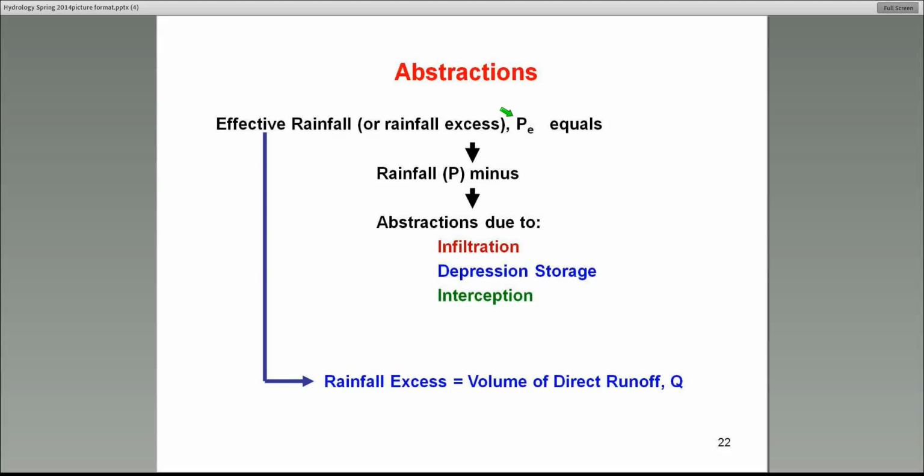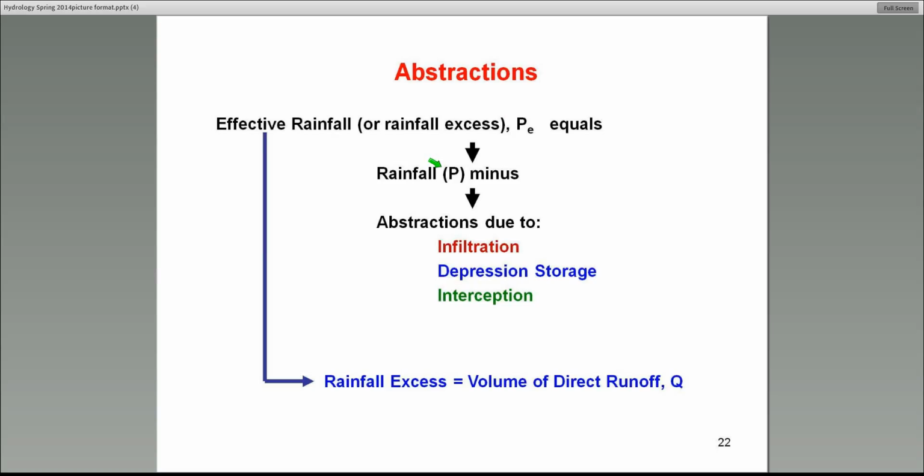The symbol that we often use is capital P with the subscript E. The reason we switched to this, as opposed to capital Q, which SCS continues to use in their terminology for direct runoff, is that we typically use capital Q for discharge in hydraulics as well as in hydrology. So in order to avoid that confusion, many of us have switched to this symbol.